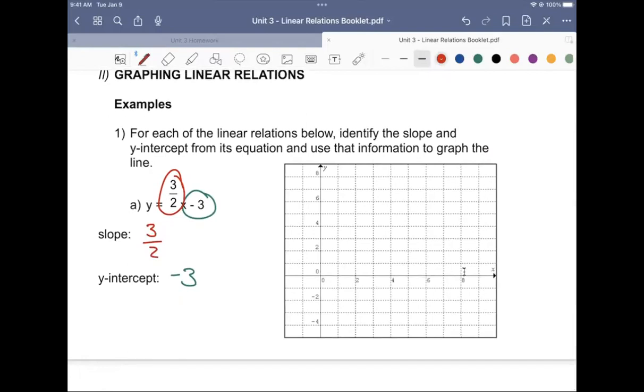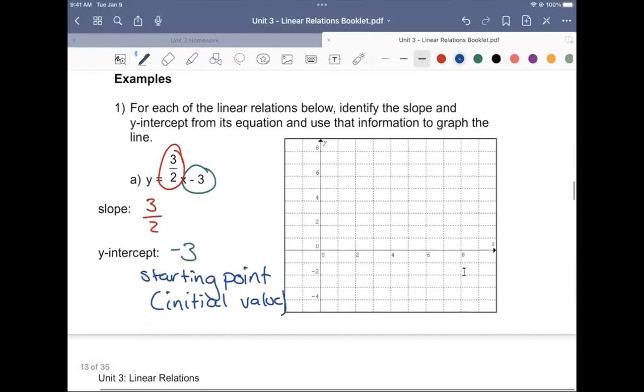Our second step is that we are going to start with our y-intercept. This is our starting point. Oftentimes you will hear it referred to as your initial value. But anytime you are graphing this line, I want you to start with the y-intercept. In this case, I know it's -3, so I can start right here.